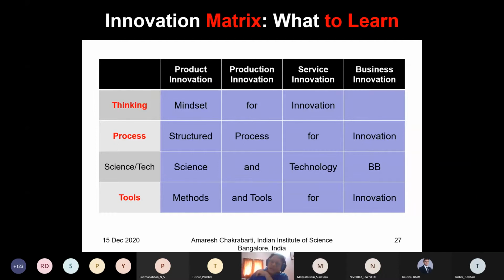And not least of all, you need to also have methods and tools with which you can make all of these faster, cheaper, and easier to do. The development process can become simpler. All right, so it is design thinking, design process, design science and technologies, and design tools. All of them have to come together.